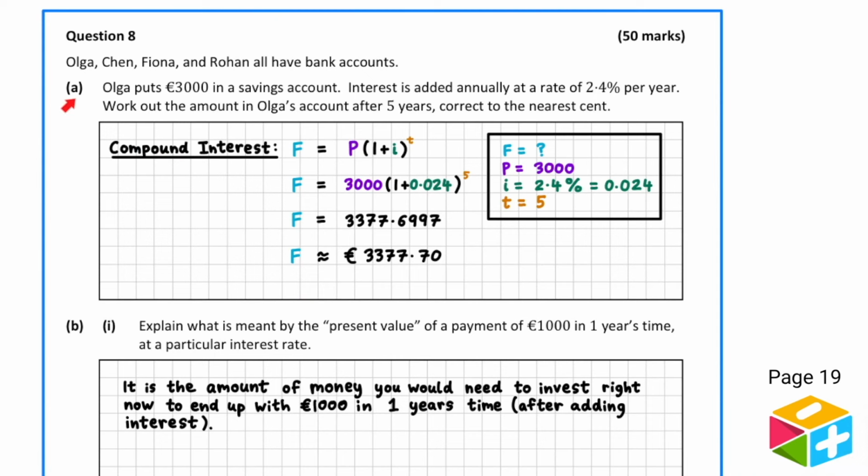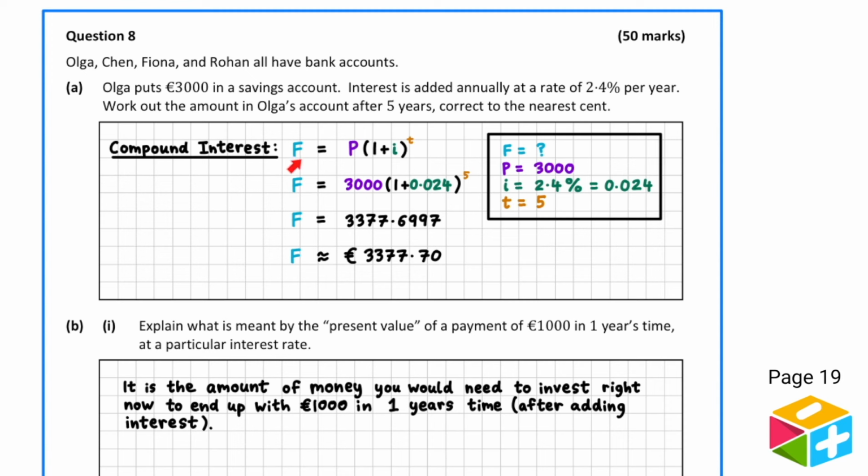In part A, we're told that Olga puts in €3,000 to a savings account. Interest is added at an annual rate of 2.4% per year, and we need to find the amount of money in the account after 5 years. To solve this question, we should open up our formula book and grab the result for compound interest.